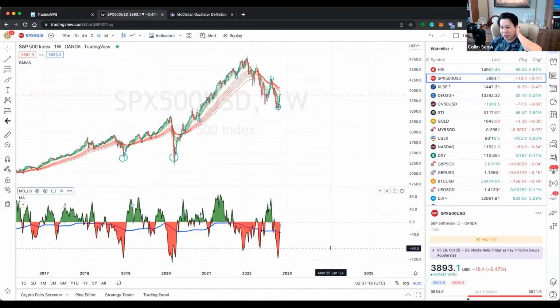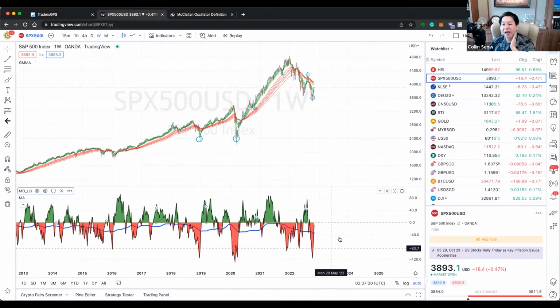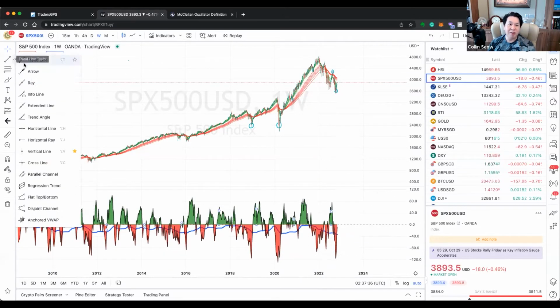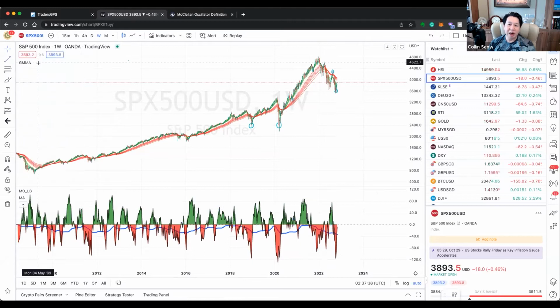Okay, let's take a look first at just the red line. If this is red, that means a lot of declining issues. If it's blue, that means a lot of advancing issues. But this is the difference between the two. So let's take a look at just the absolute number. The absolute number, we are right now here.